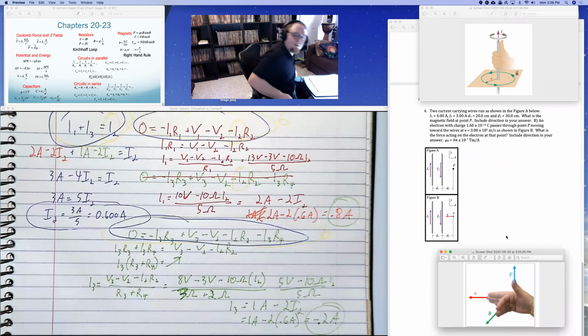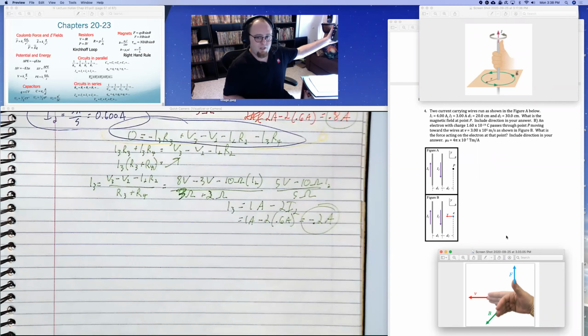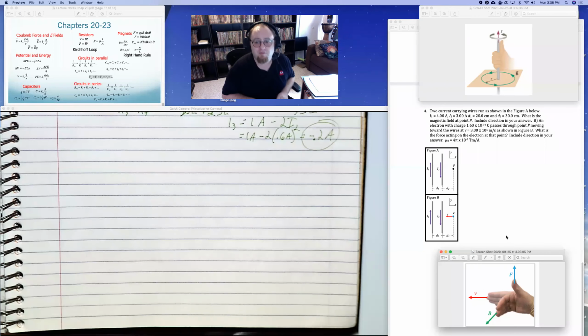Okay. I can't scroll up high enough on this one, so I had to do it like that. The last problem will be about magnets because it will be on the last chapter.